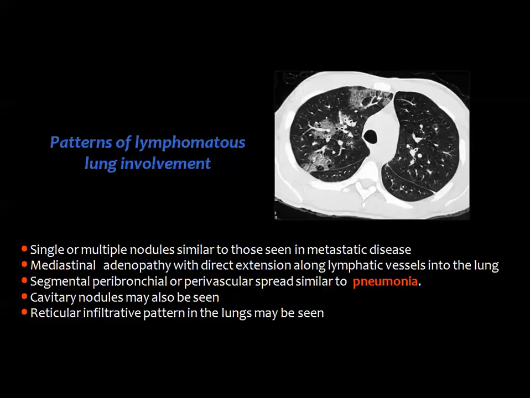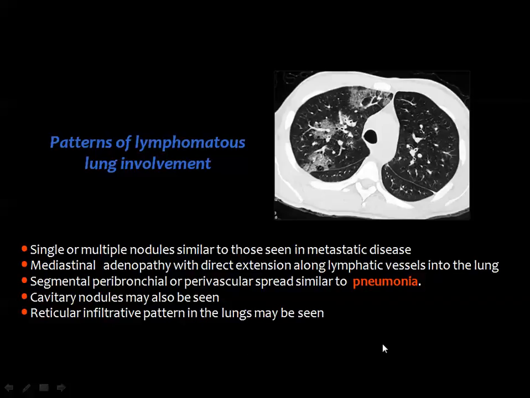They include single or multiple nodules that are similar to metastatic disease. They may present by pulmonary lesions associated with mediastinal lymphadenopathy. The most common appearance in the lung is usually similar to pneumonic patches. Some of the nodules of lymphoma may show central cavitation, and sometimes you are confronted by reticular infiltrative pattern, which is similar to lymphangitis carcinomatosa.